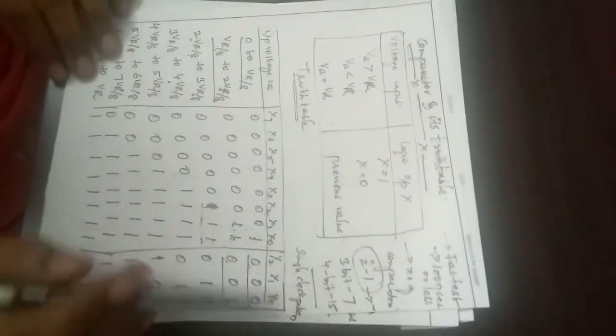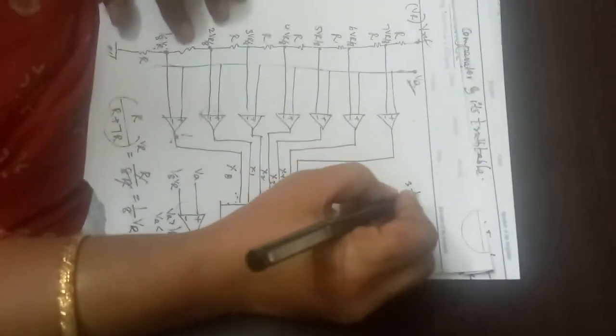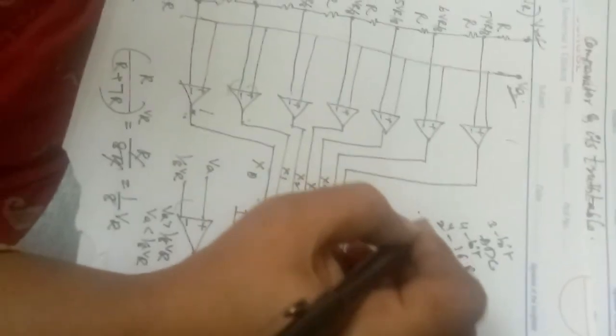And the disadvantage of this ADC is that it is a very complex circuit. We have already seen here. It is very expensive also. Why? Because for a 3-bit ADC we need 7 comparators and 8 resistors. Like this, if we go for 4-bit, what? 2 power 4 means 16 resistors you require, and 16 minus 1, 15 comparators or operational amplifiers you require.